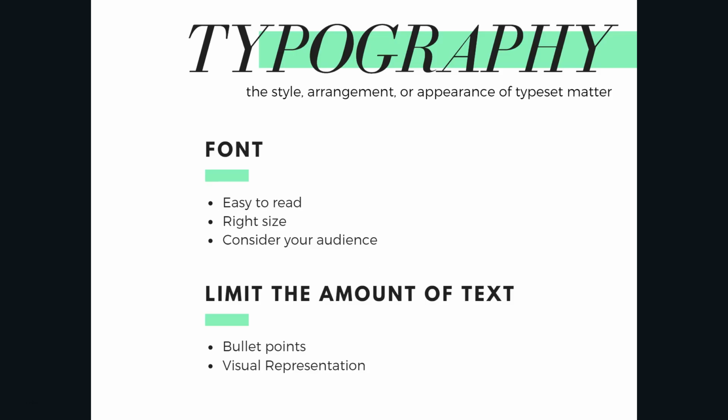The first element you need to consider is typography. This is the style, arrangement, or appearance of types that matter. As you're choosing your font, you want to make sure you pick a font that is easy to read. You select the right size according to the point that you want to get across, and that you consider your audience. So if you are trying to gear your website towards a professional audience, you probably don't want to choose the Thriller font.